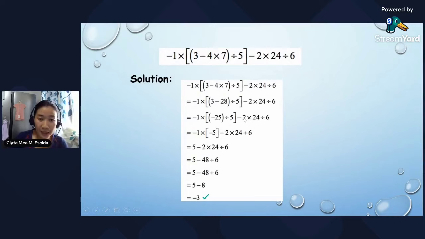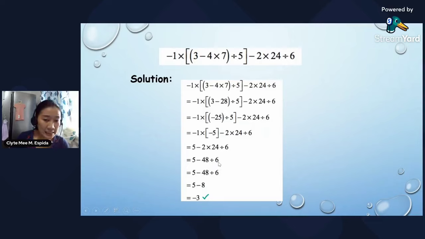Then you will have negative 2 times 24 divide 6. So you may have negative 1 times negative 5. Negative times negative is positive. That's why we have positive 5 in here. So 5 minus 2 times 24 divide 6. So uunahin muna natin ito. Multiplication, division. So you will have 5. Negative 2 times 24 is negative 48 or minus 48.